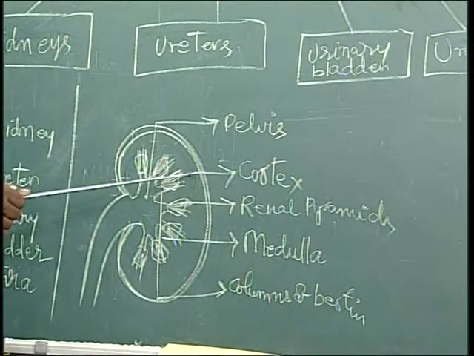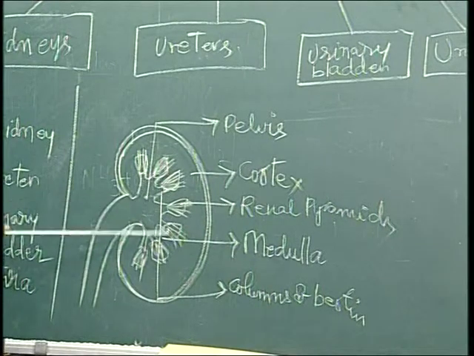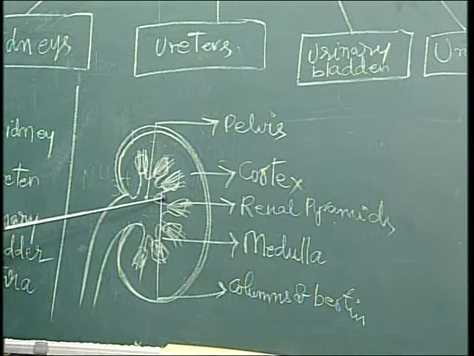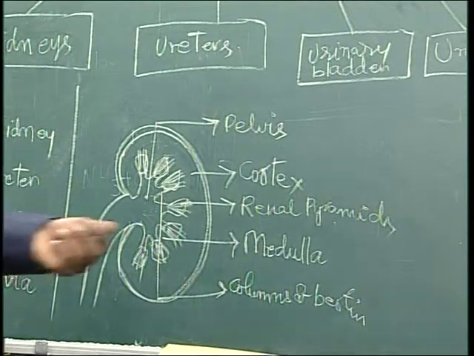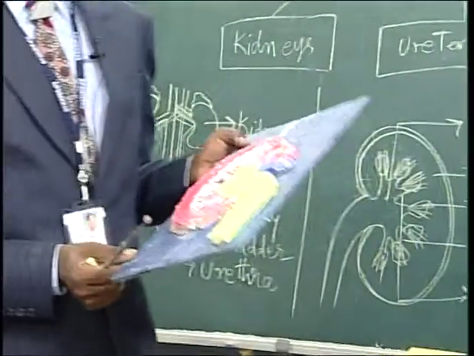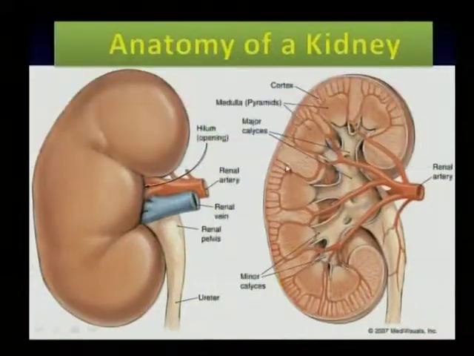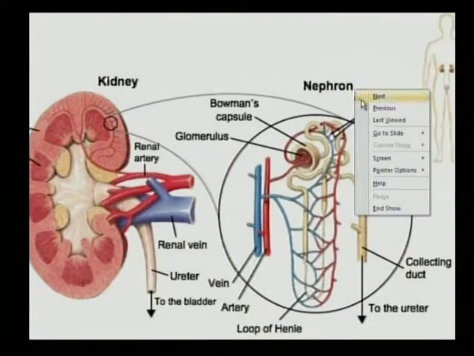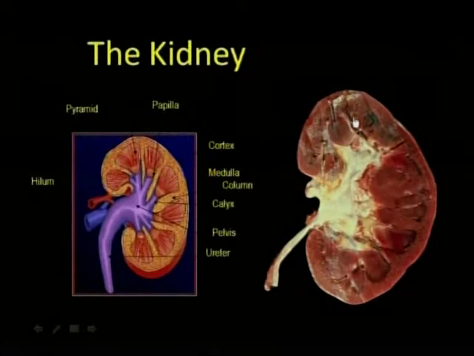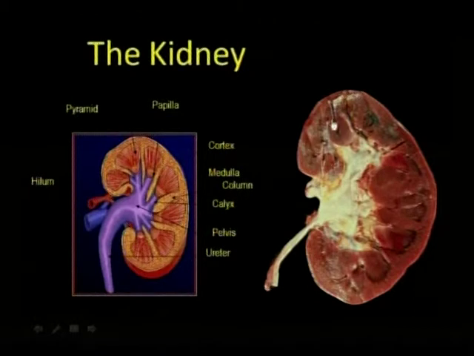See once again, this is the cortex region, this is the medullary region, renal pyramids, columns of Bertin, pelvis and ureter. See friends, here the model of renal pyramids, columns of Bertin, pelvis, renal artery, ureter. Friends, we saw the real kidneys. See here the real longitudinal section of the kidney. See how it is.